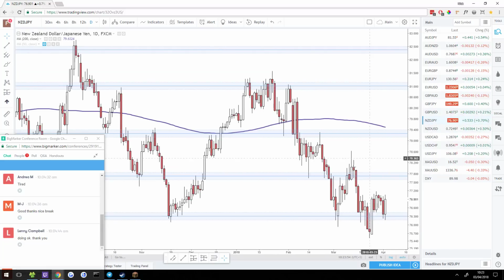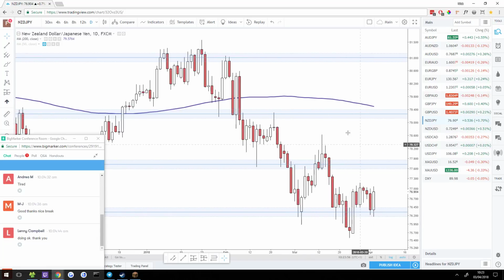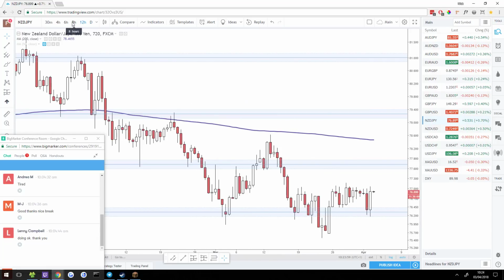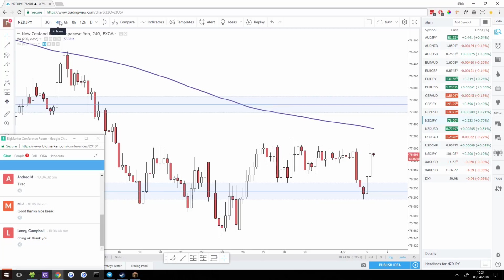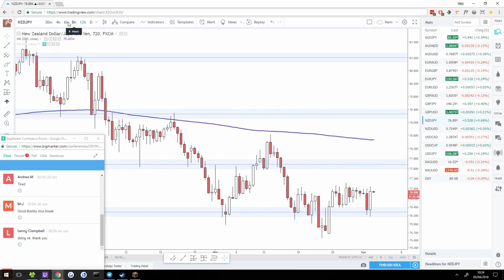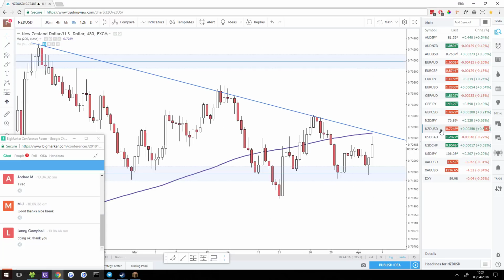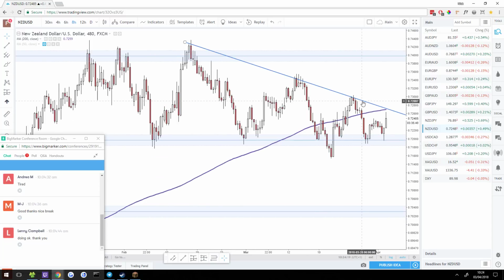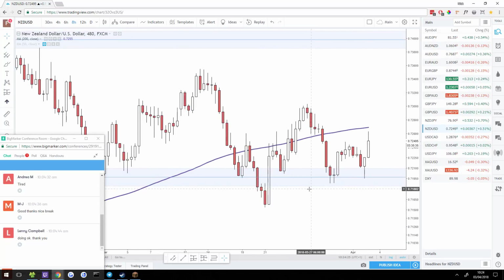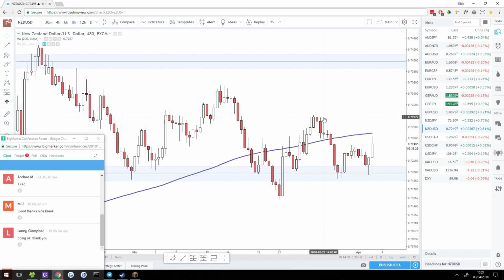All right, New Zealand JPY. New Zealand JPY has fallen down to this strong support area. It's reversing now. I don't really trade this pair. I don't even know why I have it on my list. Nothing going on there. New Zealand USD. We talked about this pair on Thursday's analysis. We actually went quite a bit into depth on this pair.